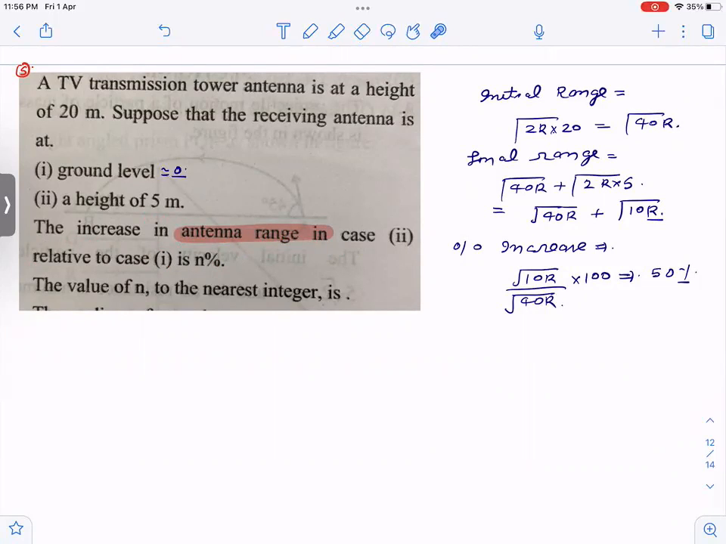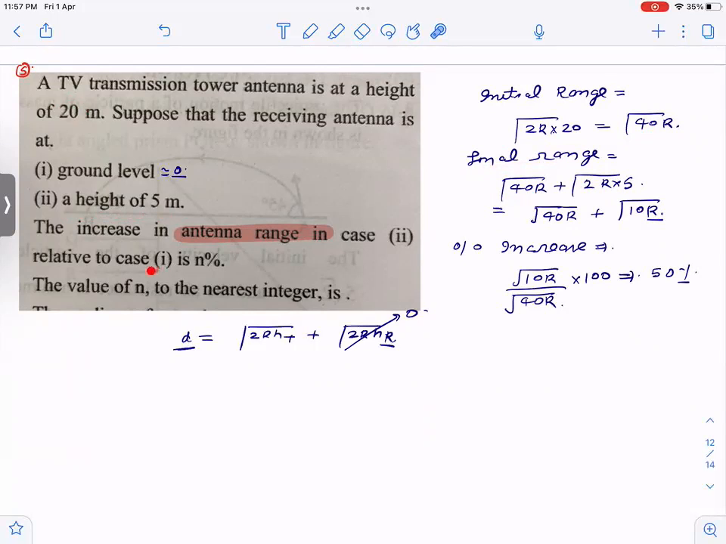So same thing now. The tower antenna height is 20 meter. What is the range? Root 2R HT, right? So total range is root 2R HT plus root 2R HR. In the first case, at ground level HR is 0, so the range is just root 2R HT. That is what I've written. HT is 20 meters, so root 40R, correct? Now, when this is 5 meter, then HR is 5. So root 40R plus root 2R HR, which is root 10R. So this is the range in the second case.